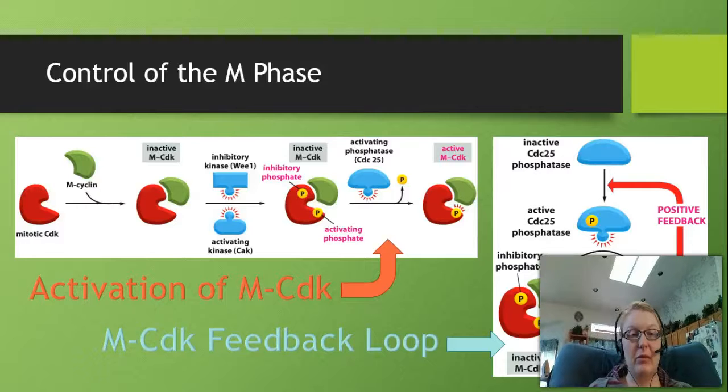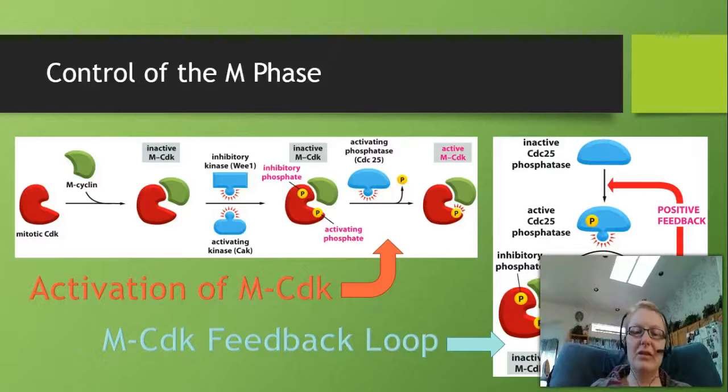So now let's look at how we move into M phase first. At this point the cell has finished up G2 and we're ready to move on to M phase. All the correct signals are there, we're ready to go. What you see here is the activation of the M-CDK. The mitotic CDK shows up and binds the M cyclin. In this case the inhibitory kinase and the activating kinase show up and phosphorylate this mitotic CDK, and you can see that here with this inhibitory phosphate.